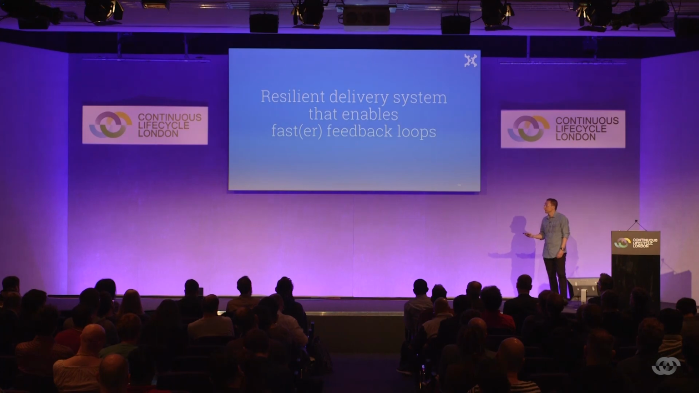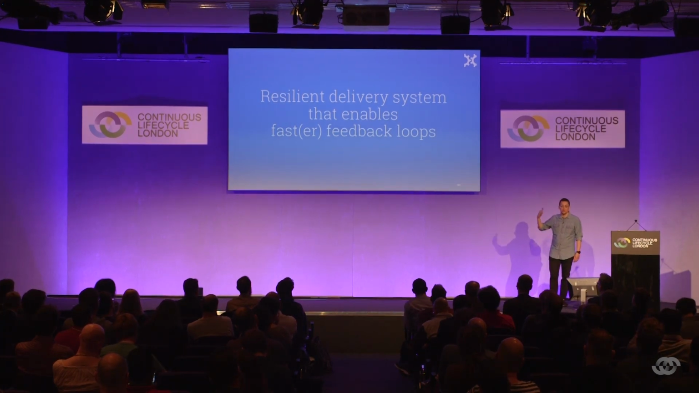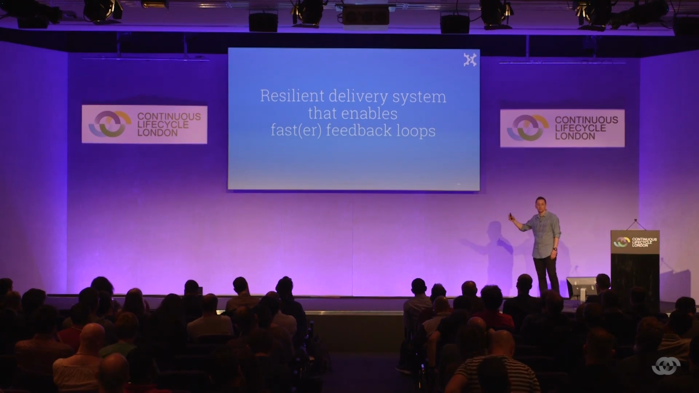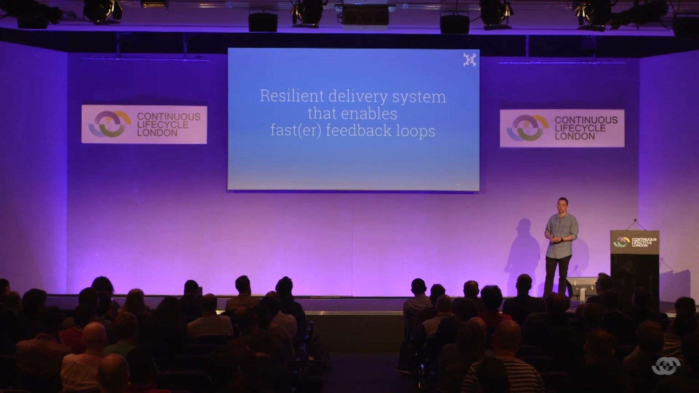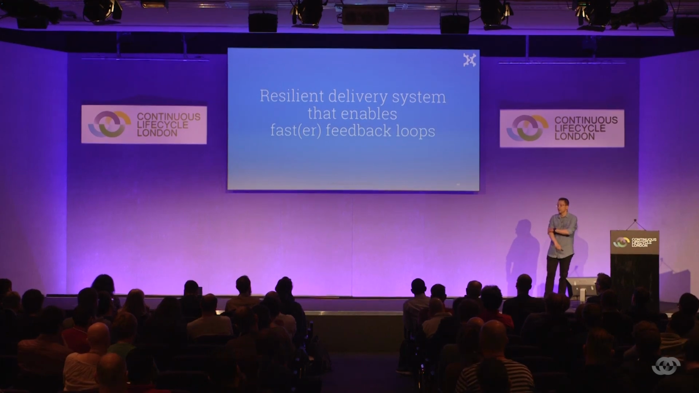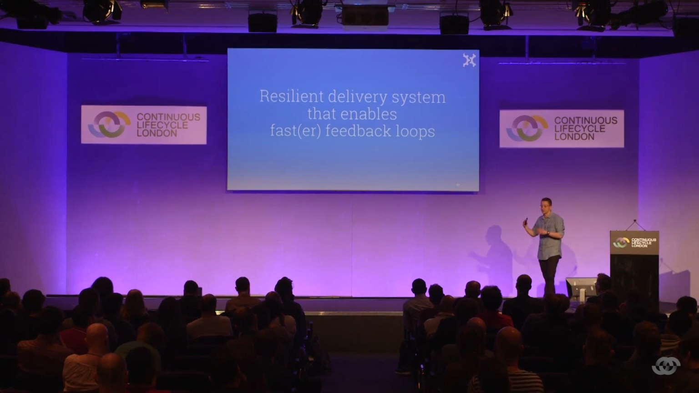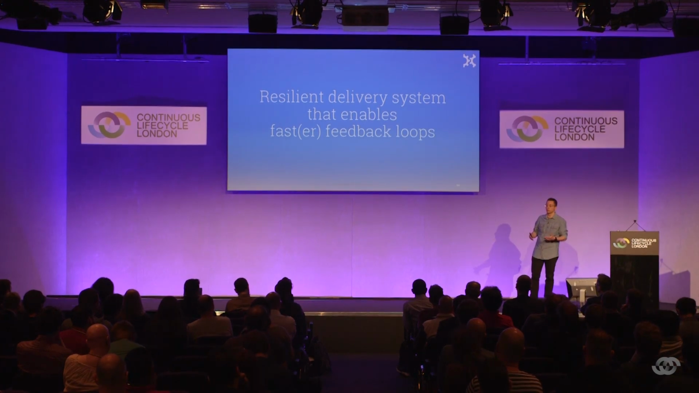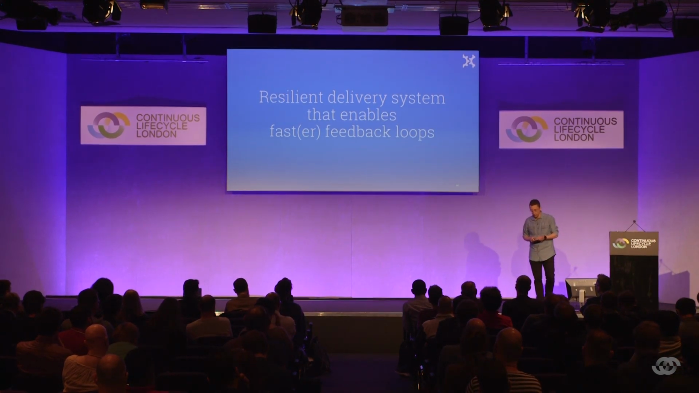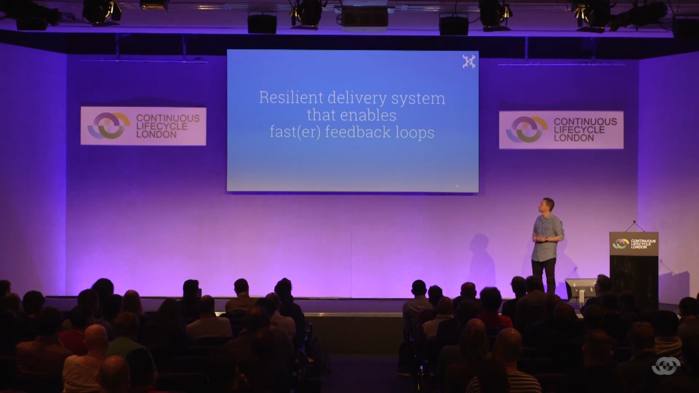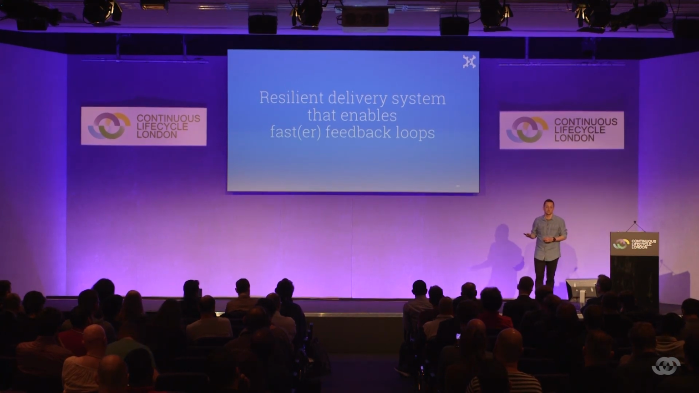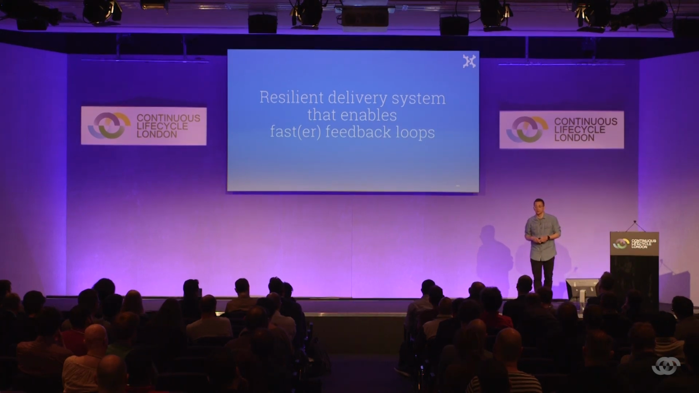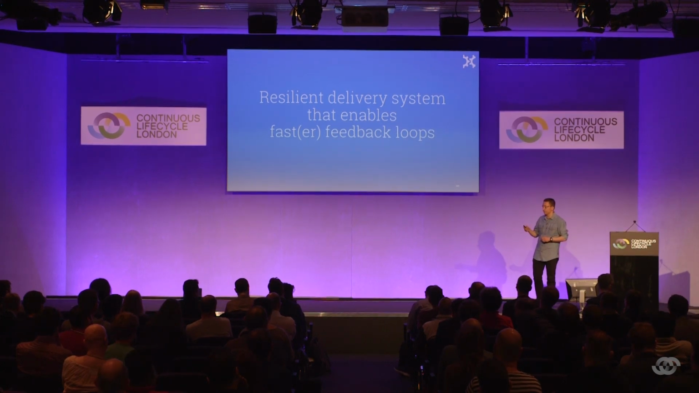So I'm just going to end with this idea again. You might have a different goal in your organization for what you want to do with your continuous delivery initiatives, but I like this as a high-level goal of why we are doing things this way, and why we are worried about certain things: to achieve more resilient delivery systems that enable faster and faster feedback in our pipelines and in our build and delivery.